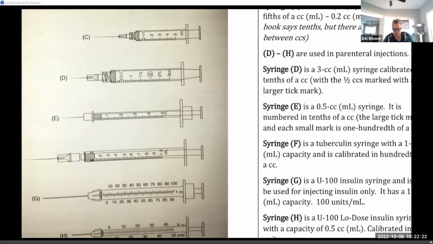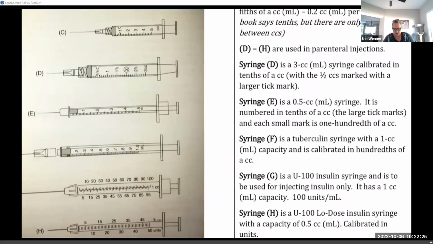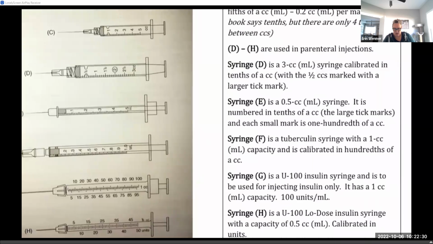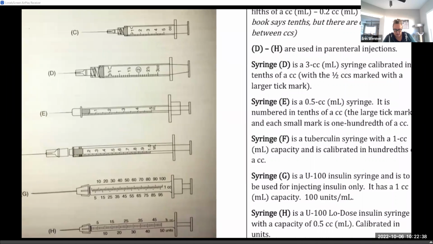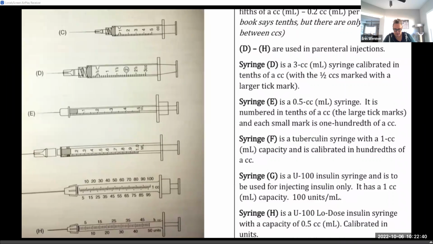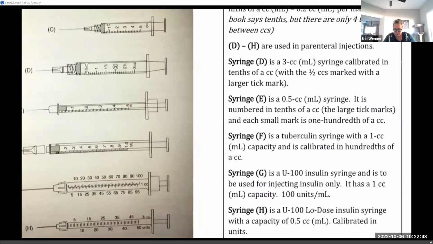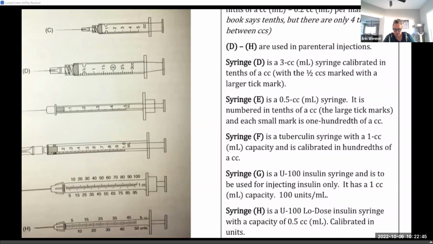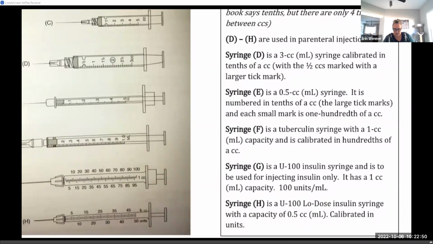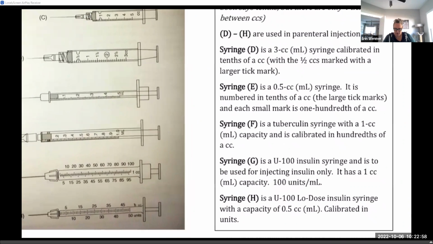So D through H are for parenteral injections. Syringe D is a 3 cc syringe and is calibrated in tenths, with the half cc marks in the larger tick mark. Syringe E is a half cc syringe. It's numbered in tenths of a cc. The large tick marks in each small mark is 1/100th of a cc. Syringe F is a tuberculin syringe with a 1 cc capacity and is calibrated at hundredths.